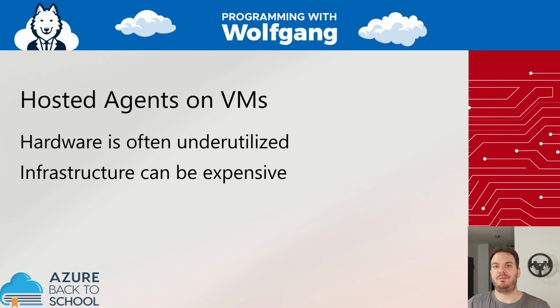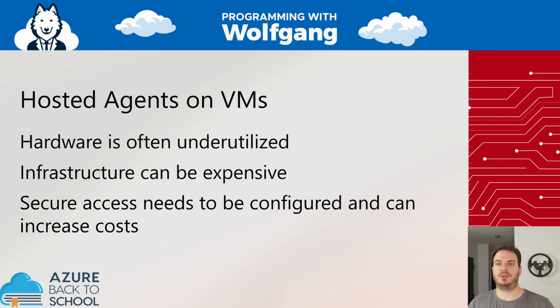Then the infrastructure can be very expensive. If you're running on-premise, you have to buy the full server. This means you have to pay it at once, which can be really expensive. But also if you're on the cloud, VMs are one of the most expensive resources. Even if you scale them down at night, if you don't use them much, it can be quite expensive at the end of the month.